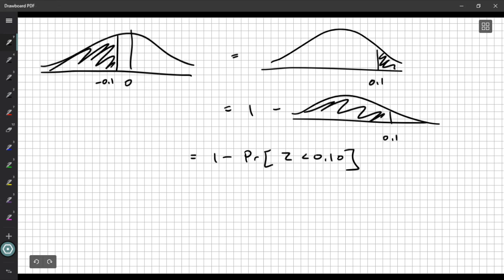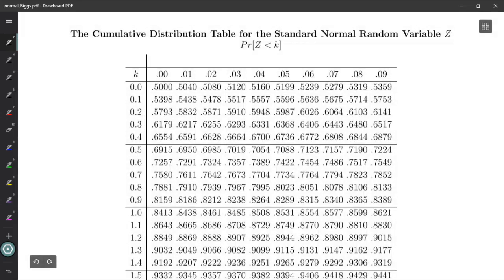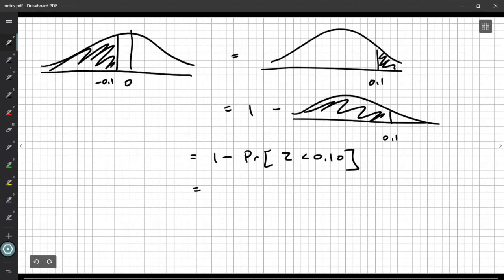And that I can look up in our cumulative distribution table. So 0.10, we've got 0.5398. So 1 minus 0.5398, and we can go ahead and simplify that. We'll get a 2 here, a 0 here, a 6 here, and a 4 here. Okay, so that's the first value.